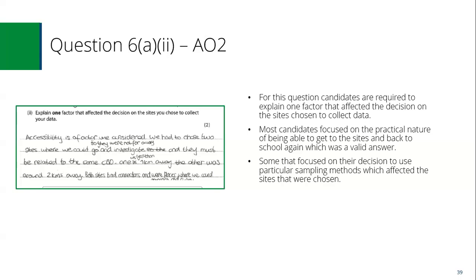So accessibility is explained here as a factor we considered. We had to choose 2 sites which we could get to and investigate, and were not too far away, and they must be related to some central business district. And so you can see how it's developed. It's a good answer that received full marks.